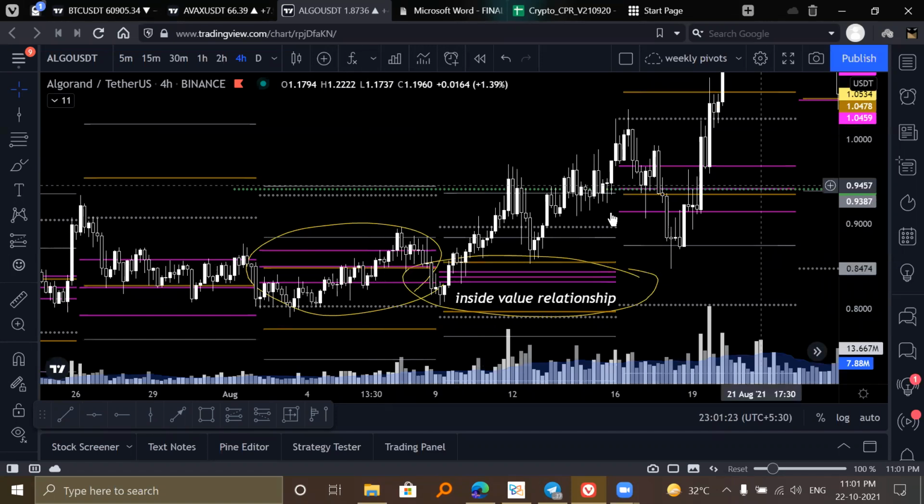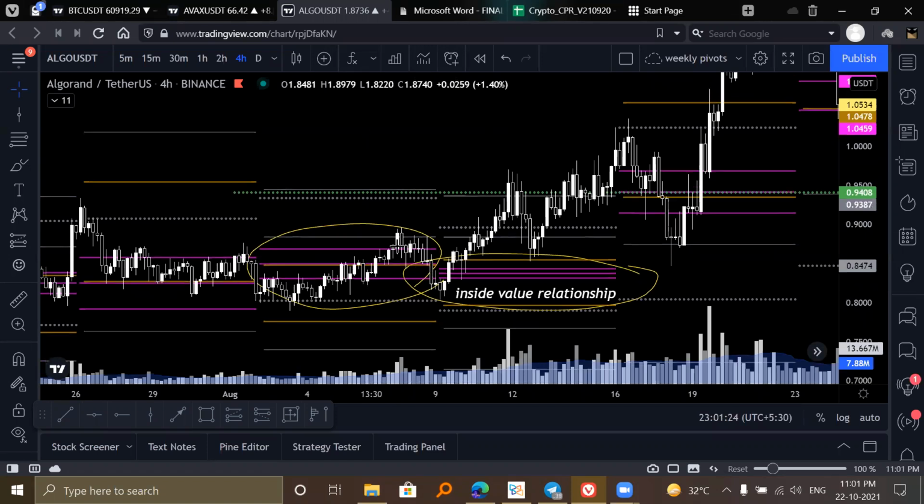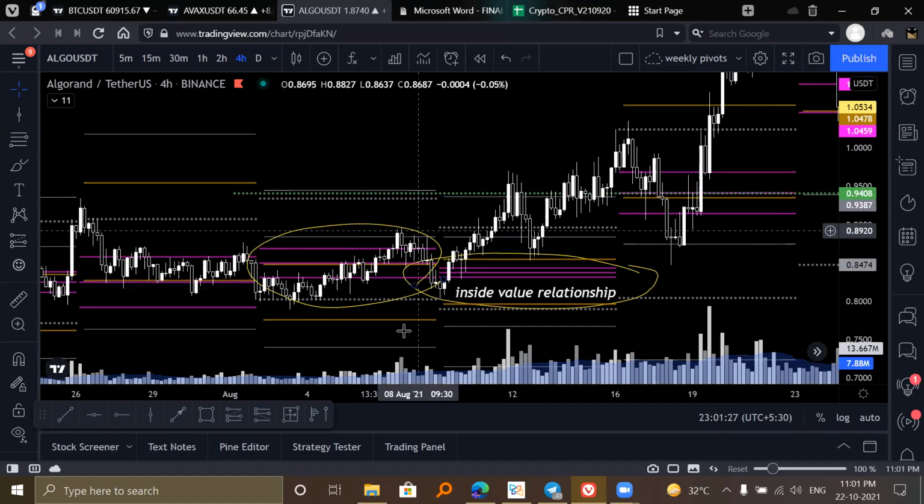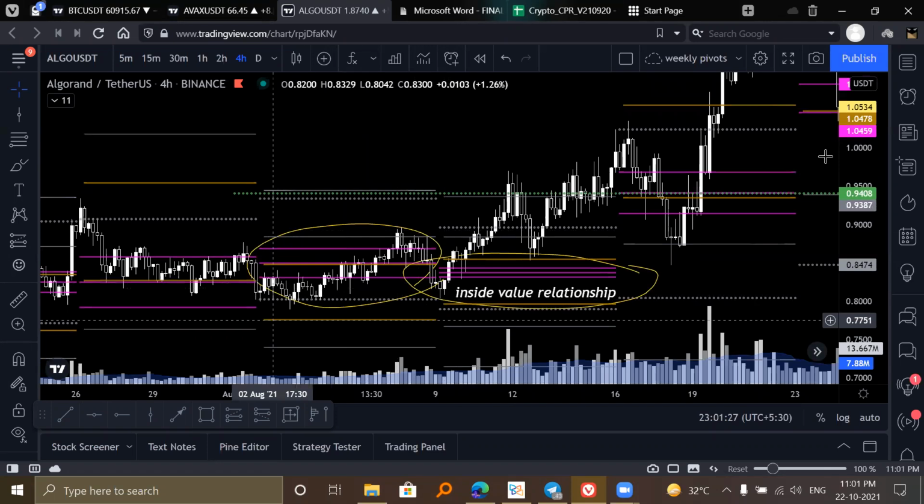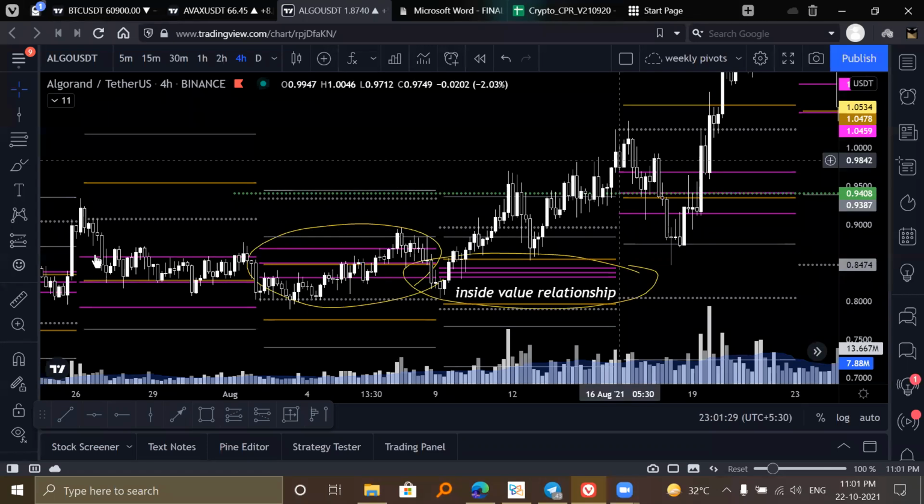So this was the markup phase. Accumulation was done in the previous week, and in this week the markup phase. I think it's clear.